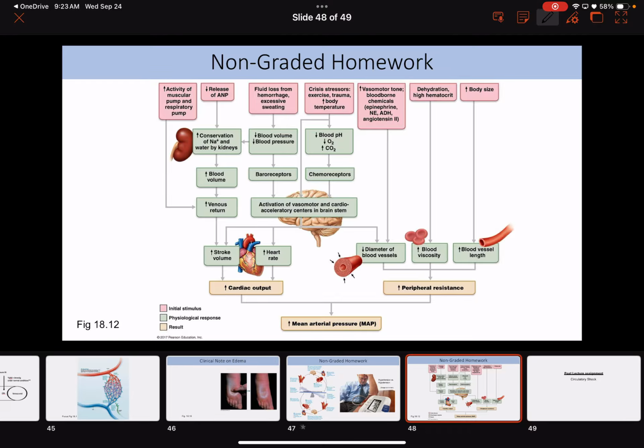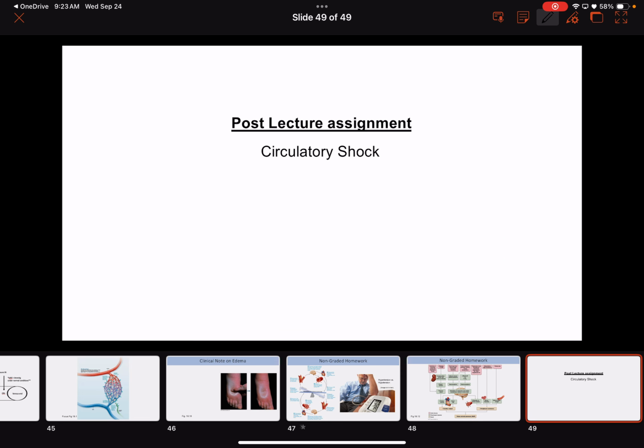Also, this is just an overall diagram of all the ways we talked about to increase cardiac output and increase resistance, which increases our blood pressure. So be able to read this entire diagram and understand it. Be able to discuss it. We discussed it all, but it just kind of puts it all together. And then you do have a PLA on circulatory shock.